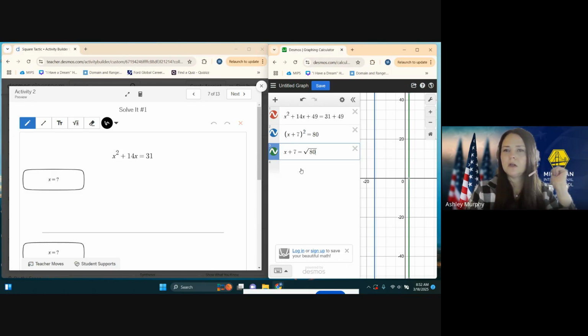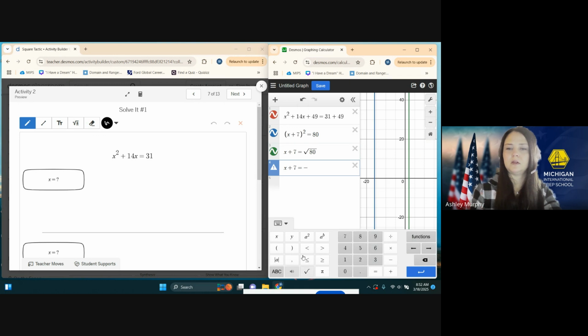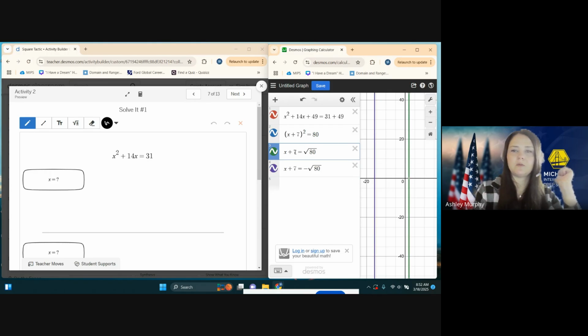Okay, so what's going on with our graph? It's only showing green on one side, and that's because when you do the square root, you need to find the positive and the negative. So I'm going to show on this row the negative square root of 80. So now we have both sides separately. Okay, the last step would be to subtract the 7 on both sides of the equation.